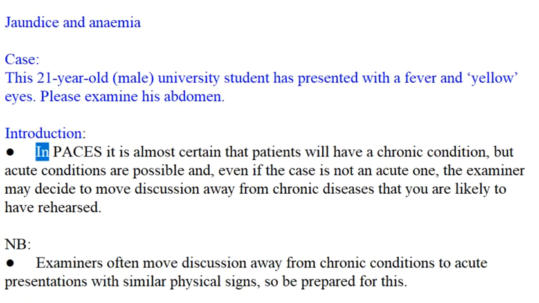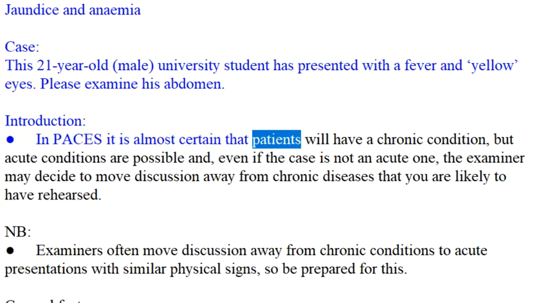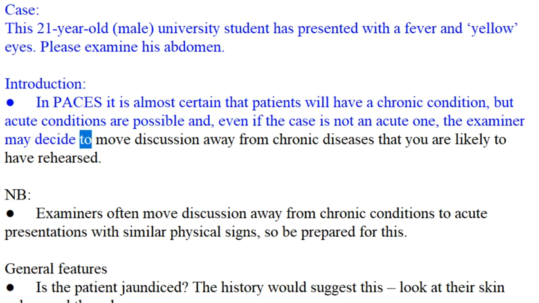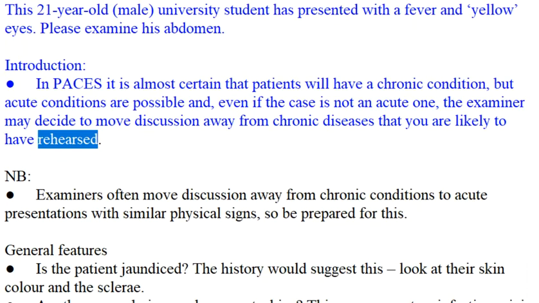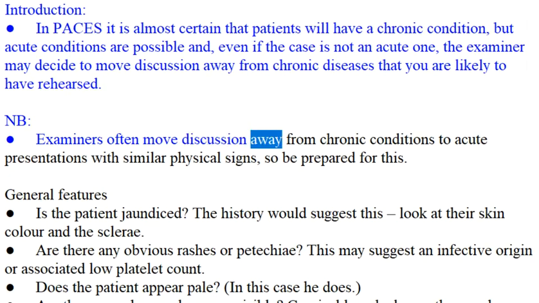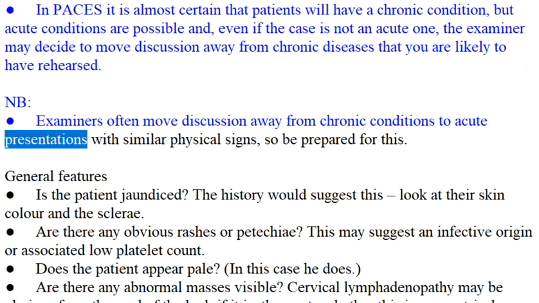Introduction. In PACES it is almost certain that patients will have a chronic condition, but acute conditions are possible and, even if the case is not an acute one, the examiner may decide to move discussion away from chronic diseases that you are likely to have rehearsed. NB. Examiners often move discussion away from chronic conditions to acute presentations with similar physical signs, so be prepared for this.